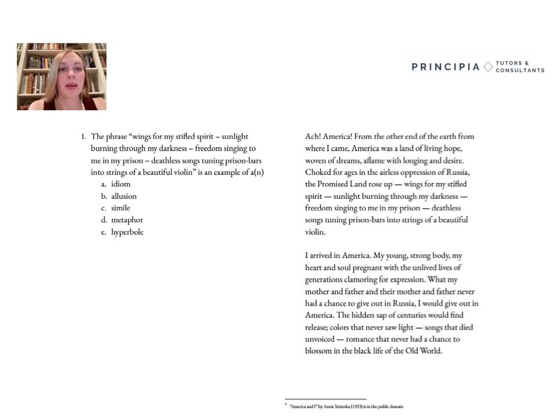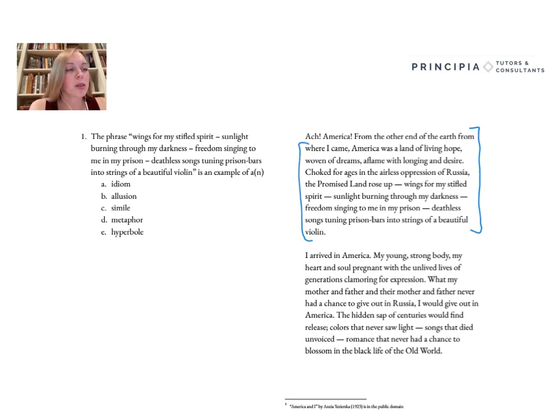So the first one, the phrase, "Wings for my stifled spirit, sunlight burning through my darkness, freedom singing to me in my prison, deathless songs tuning prison bars into the strings of a beautiful violin," is an example of a. Well, before we even read our answer choices, we're going to want to go back to the passage and find where we see this and make sure that we read the whole sentence. Sometimes the questions will leave out important words if you don't go back and read the entire sentence. So we can see this sentence here, or these two sentences here.